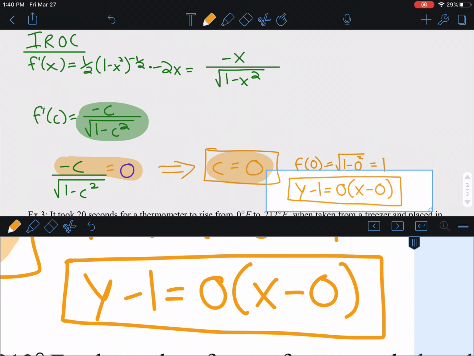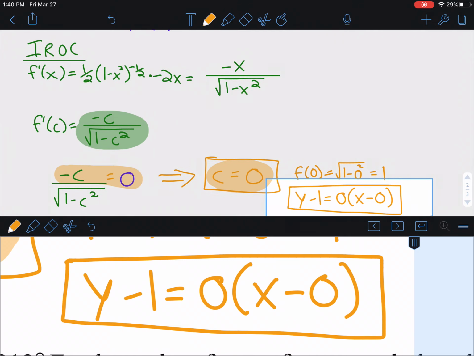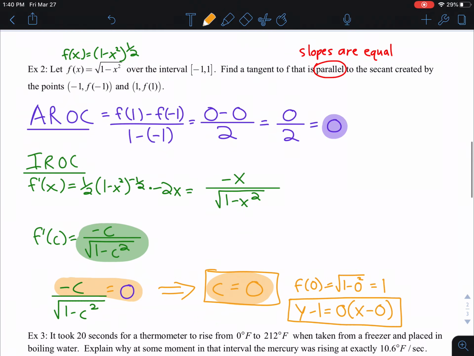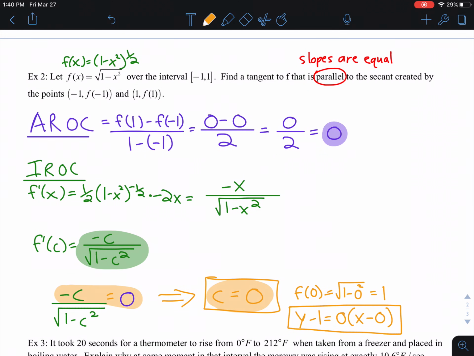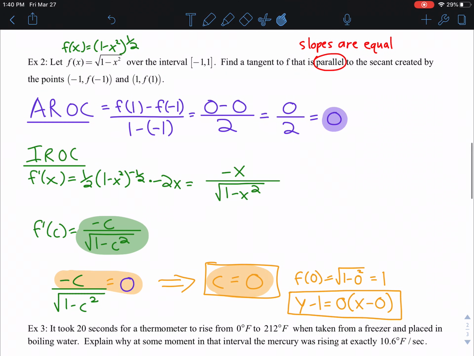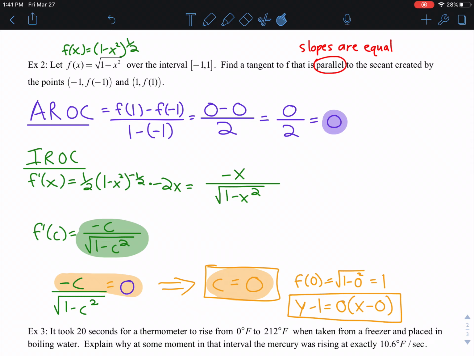Okay, so we're going to stop here for today. That is it for the mean value theorem. Okay, most of the time we're not going to be finding the equation of the tangent line. We're just going to focus on finding the x coordinate where the mean value theorem is going to be true, right? So find the average rate of change, find the instantaneous rate of change, set those things equal to each other, and solve for x. And that will call it a day for us.